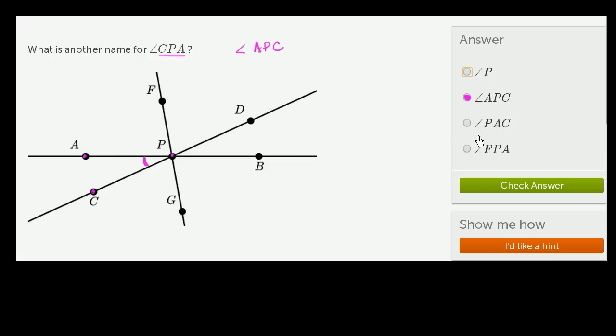Angle PAC would be an angle formed if you actually had a line between AC. Angle PAC would be this angle right over here, which is clearly a different angle. Angle FPA would be this angle right over here, which is also clearly a different angle. So the only choice that makes sense is angle APC.